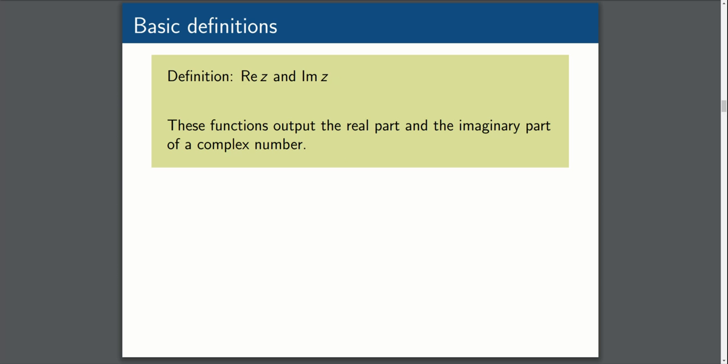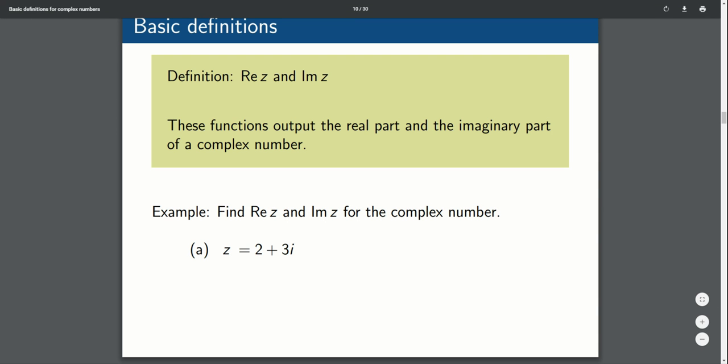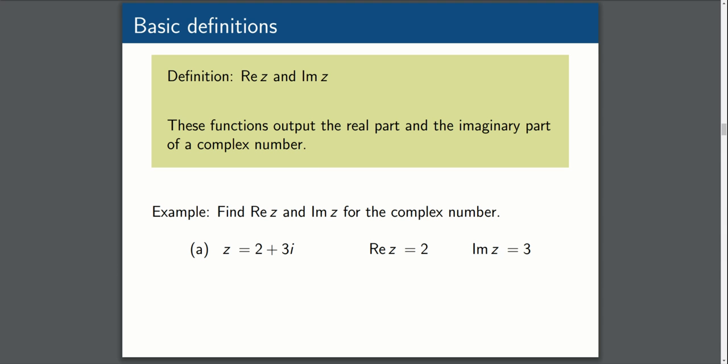The next thing we want to talk about, we have two functions we use with complex numbers, like the real part of z and the imaginary part of z. Let's take a look at how we would use these functions on an example. So I'm looking at the complex number 2 plus 3i. If I apply these functions, the real part of that complex number is 2. The imaginary part of that complex number is 3.